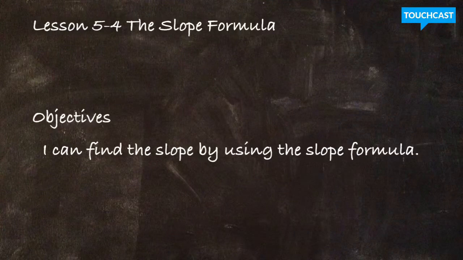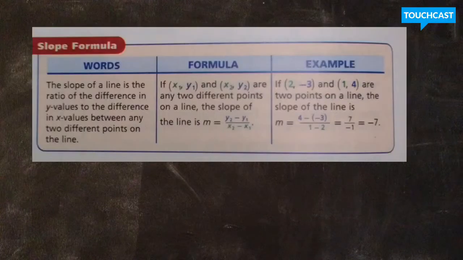Hello class, today we're going to talk about lesson 5-4, the slope formula. Our objectives are that we can find the slope by using the slope formula. So the slope of a line, it's just the ratio of the difference in the y values to the difference in the x values between any 2 points on a given line.